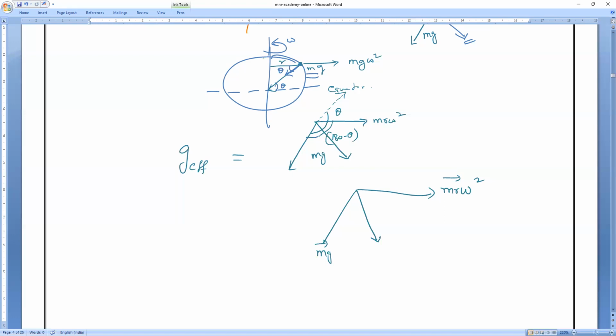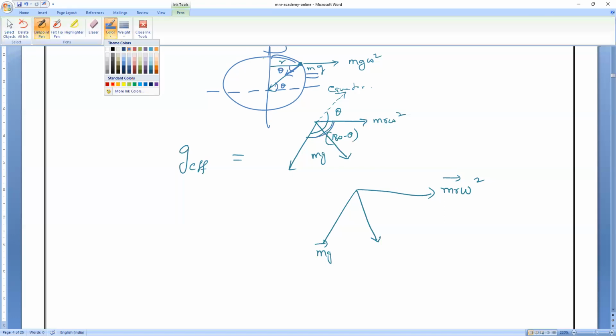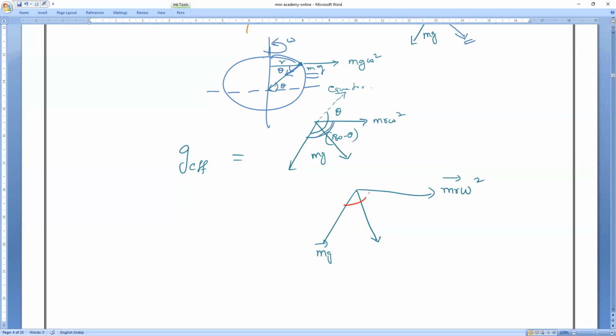Do you understand, everybody? Speak, guys. I love you. So what is the angle between them? 180 minus theta. So this angle is 180 minus theta.